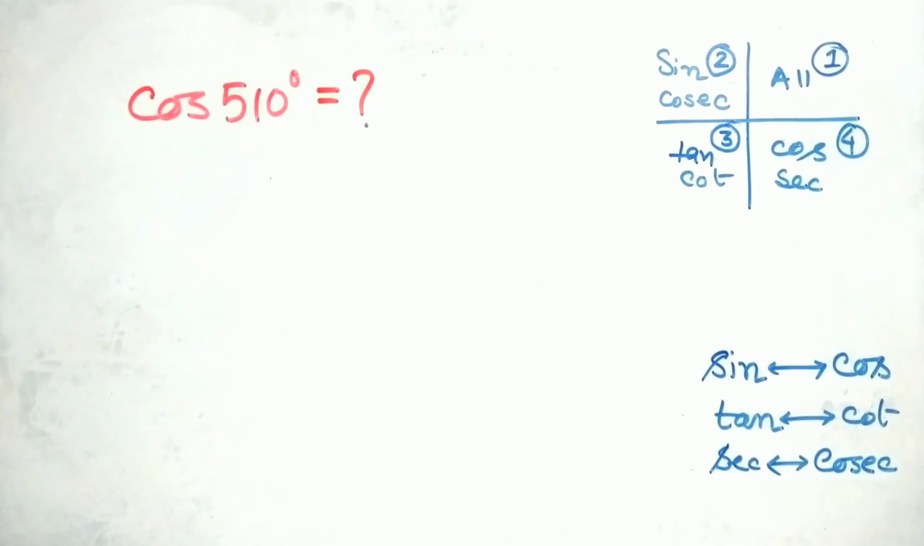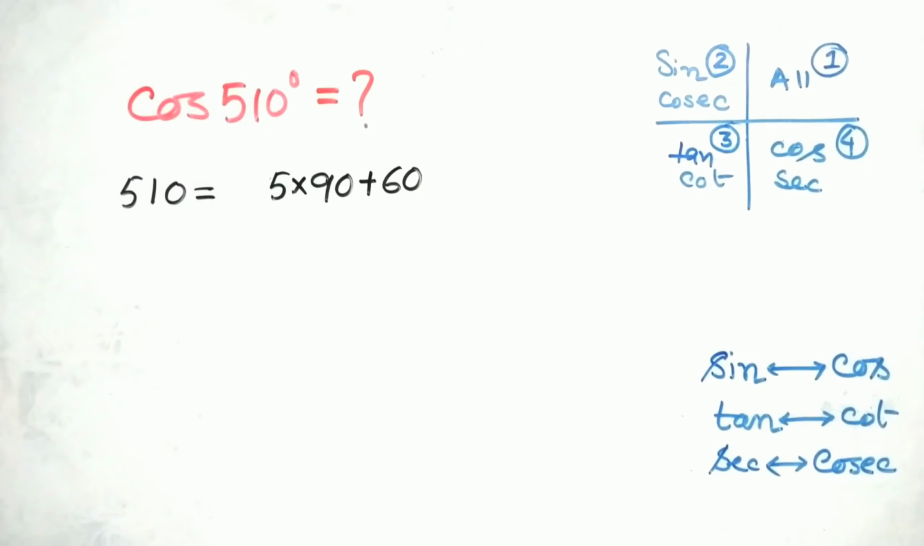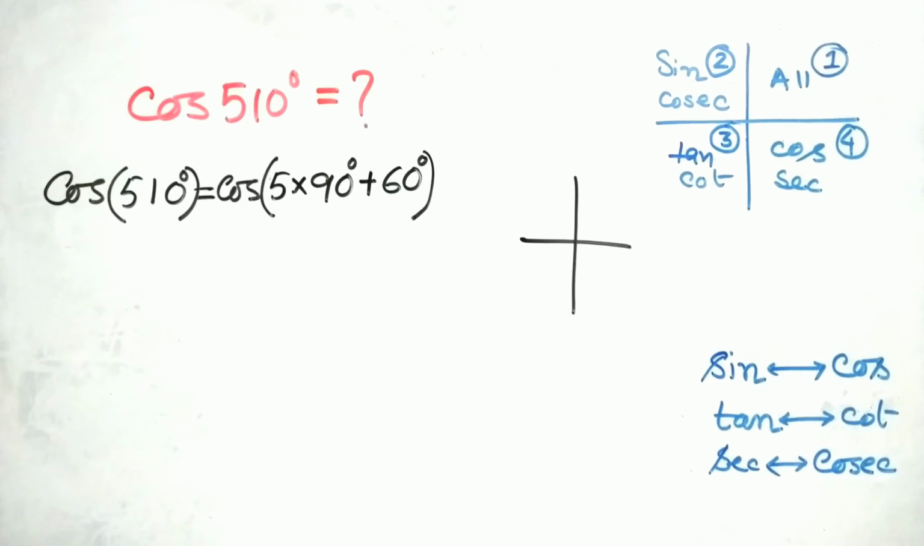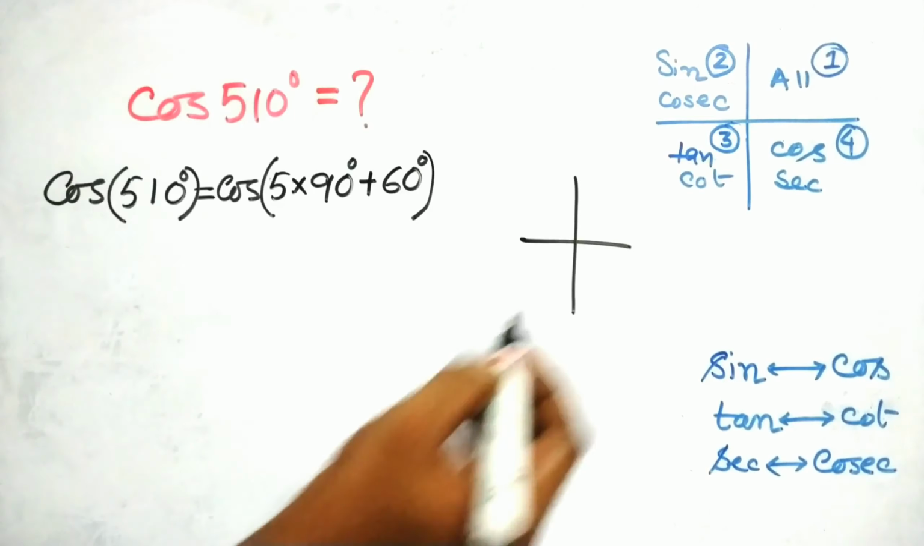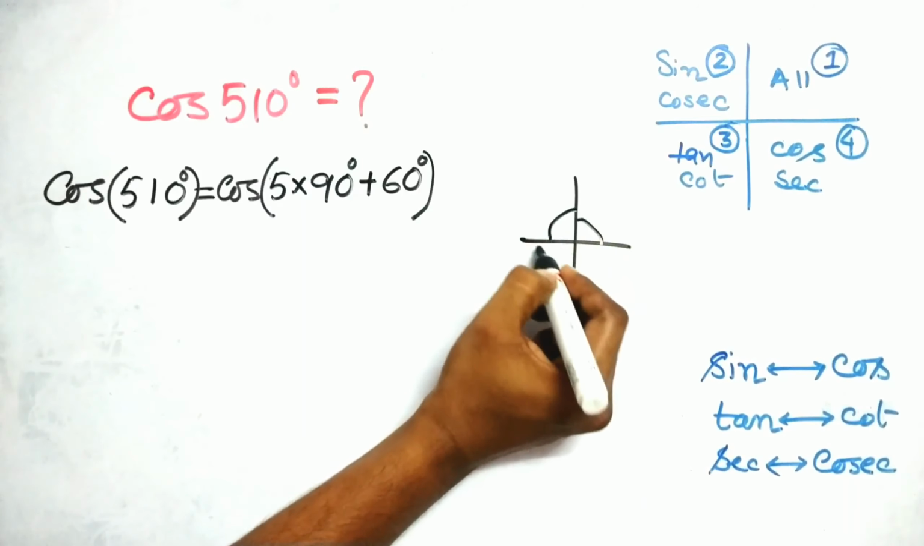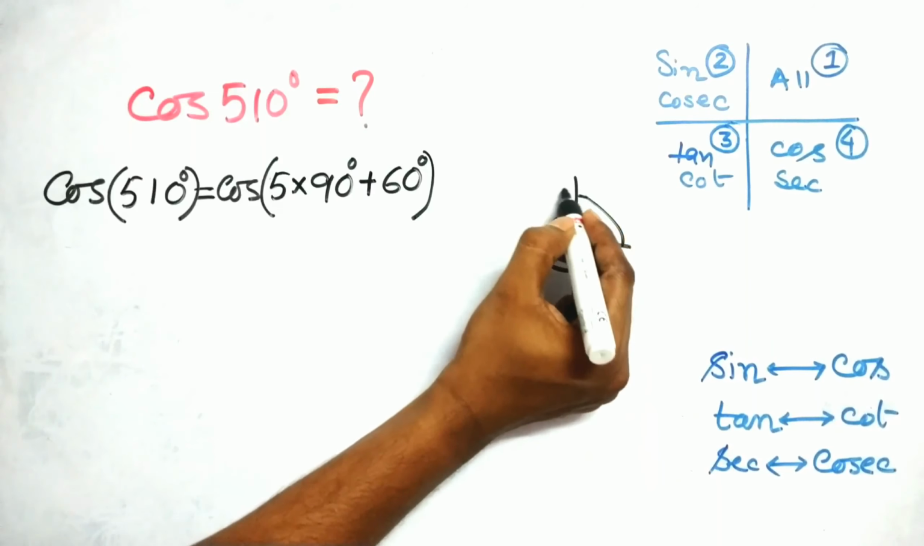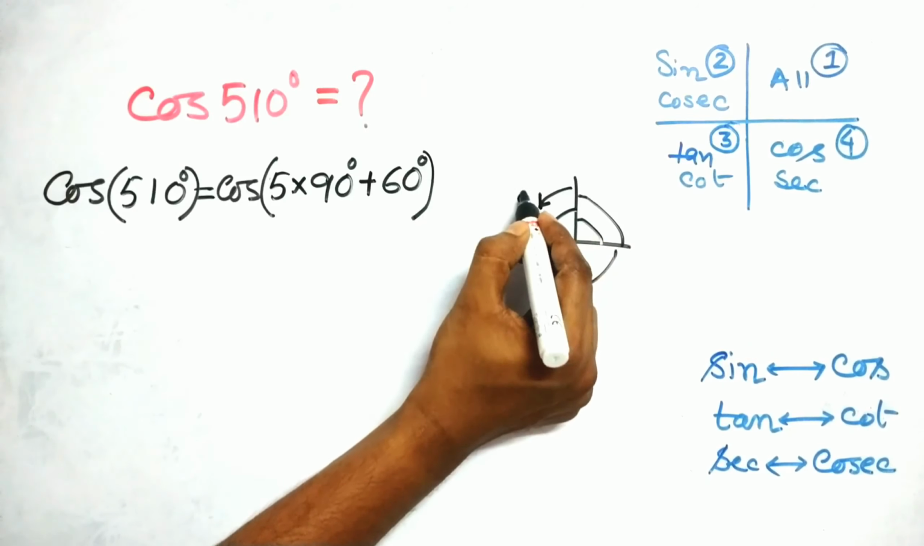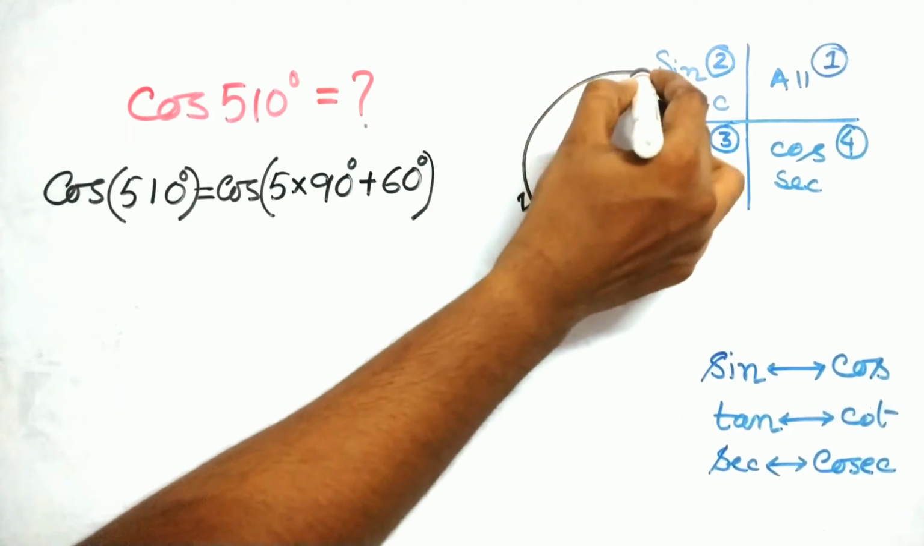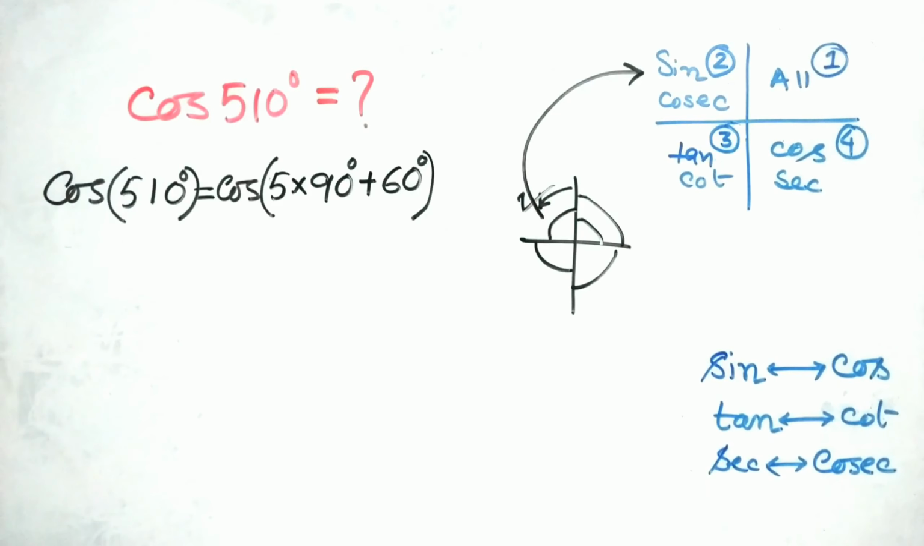Let us find the value of cos 510 degree. So we know that 510 can be written as 5 into 90 plus 60. Now let us put cos on both the sides. Now 5 into 90 plus 60, so that means 1, 2, 3, 4 and 5. 5 into 90, now 60. That means this quadrant. So this is the second quadrant and this quadrant is for sine and cosec.